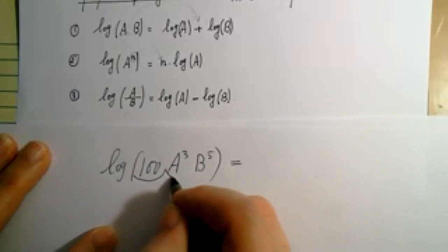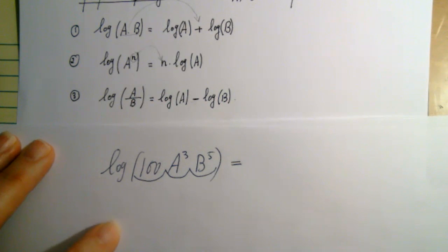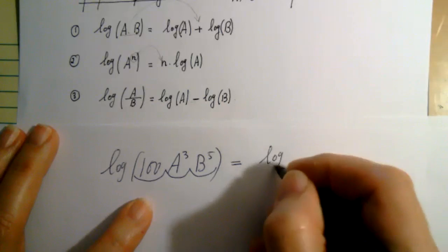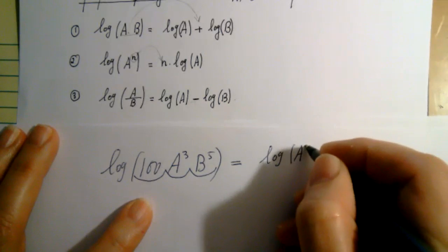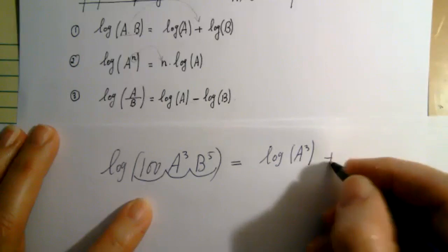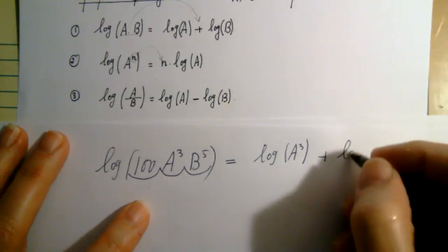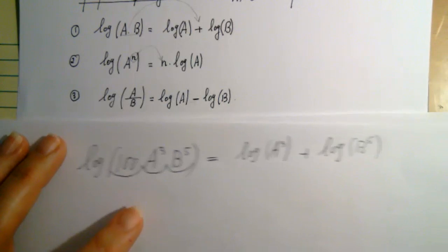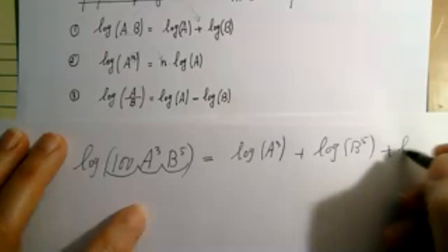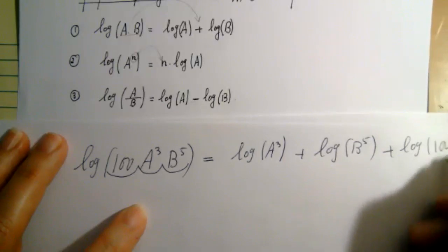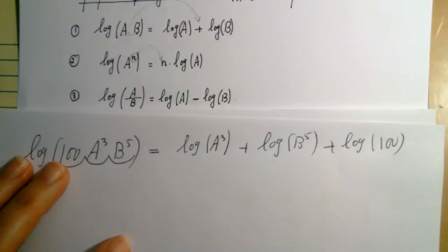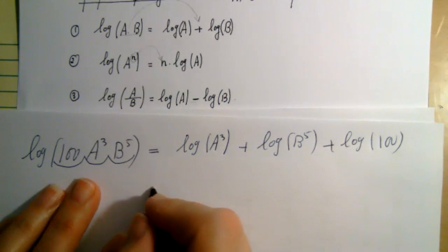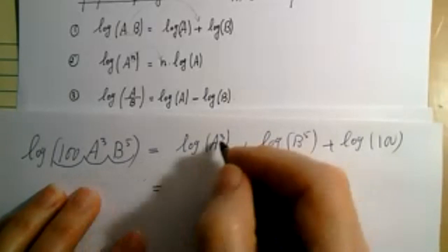I'm looking at this as the product of three terms. So it would be log of 100 plus log of A to the third power plus log of B to the fifth power. Oh, log of 100, I'm sorry. Okay, log of 100. Now, the rest is simple.